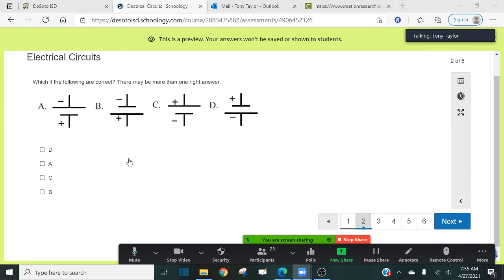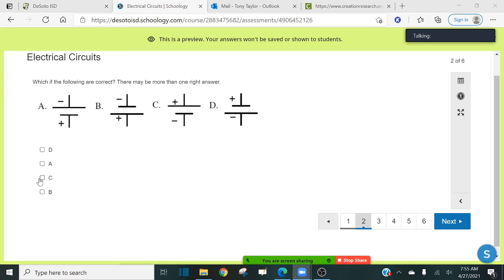Yes, Trinicia, it is B and C, right? Because if you notice, these here, the longer end is positive and the shorter end is negative. So these two diagrams are correct. B and C. Thank you, Trinicia.